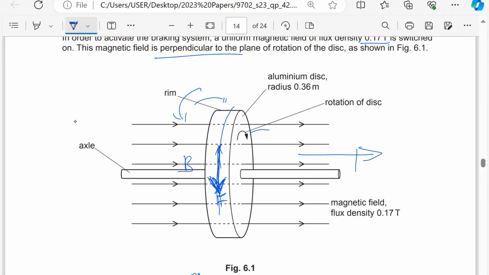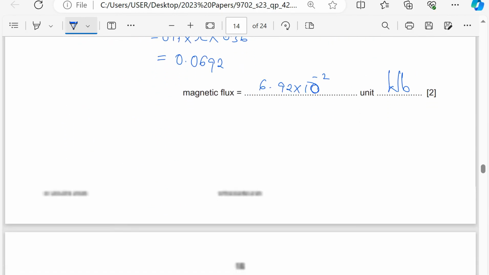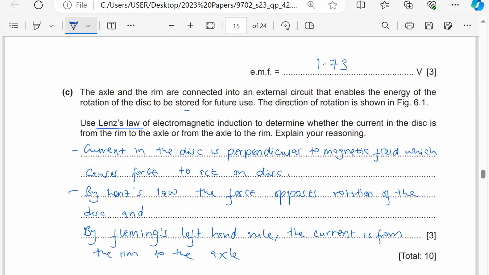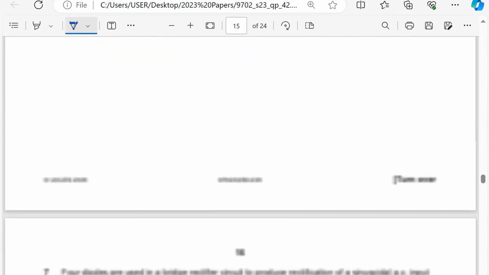So the thumb points towards you. And if you make the thumb point towards you, you notice that the second finger is pointing towards the center of the disk, or towards the paper. So that means the current must be leaving the disk to the axle. Okay. So I think that is good.